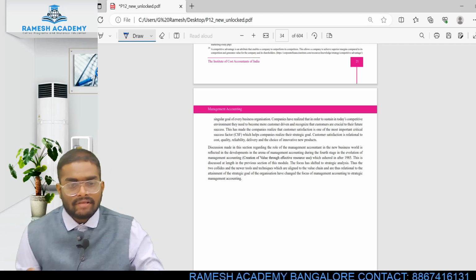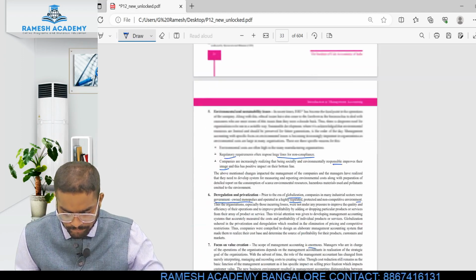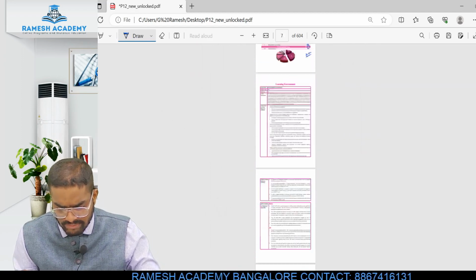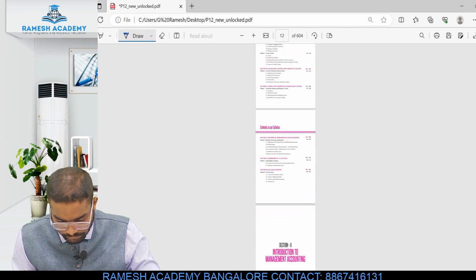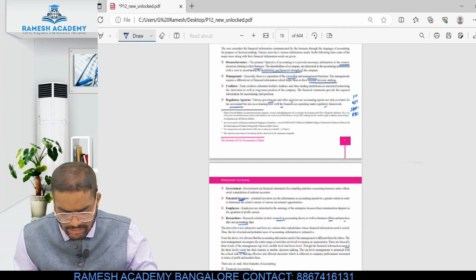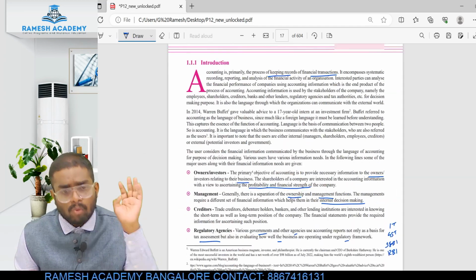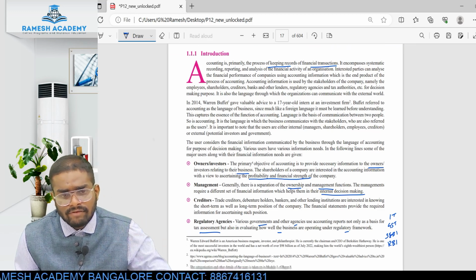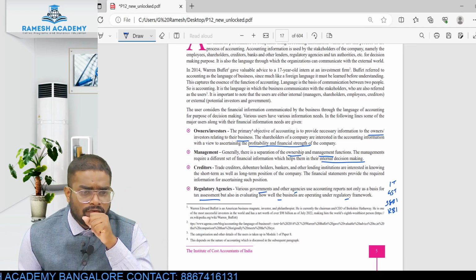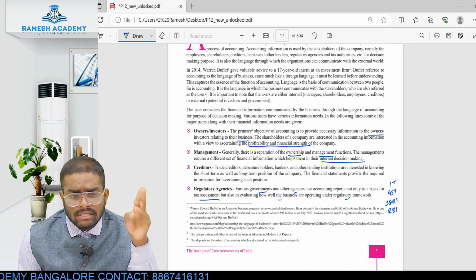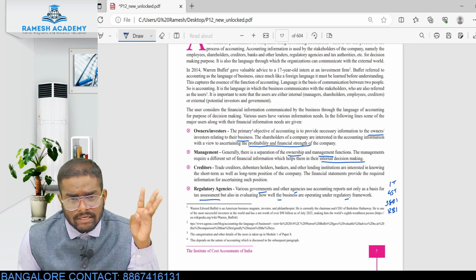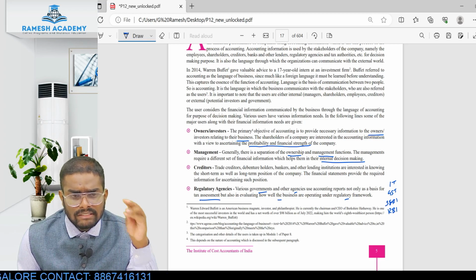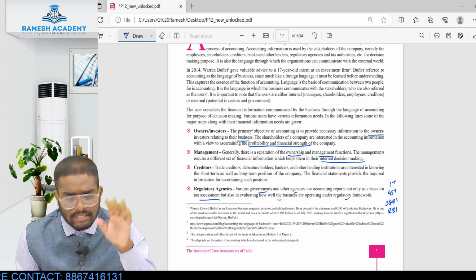By this we have completed chapter 1. So we'll go through a quick summary of it. Initially we started with the meaning of accounting. What is the meaning of financial accounting? Then we went through who are the users of financial accounting: the owners, the creditors, the regulatory authorities, the management, the government, the research institutions, the employees, and all those things.